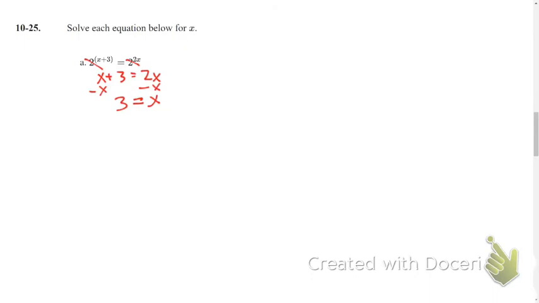Okay, so A is pretty straightforward. They both have a base of 2. So we can ignore the bases and say that x plus 3 equals 2x. And we just subtract x on both sides. So therefore 3 equals x, or x equals 3.